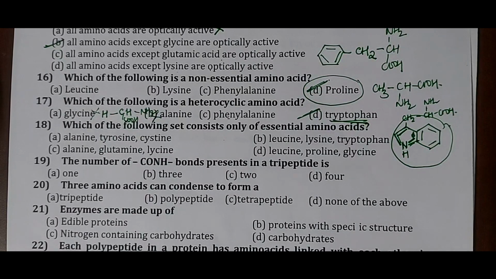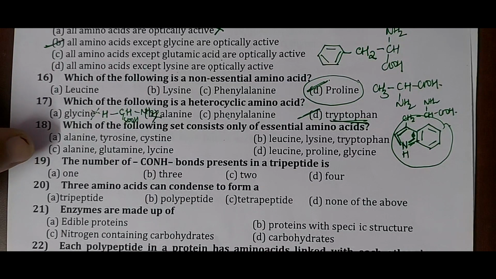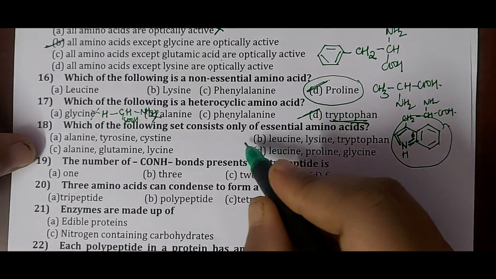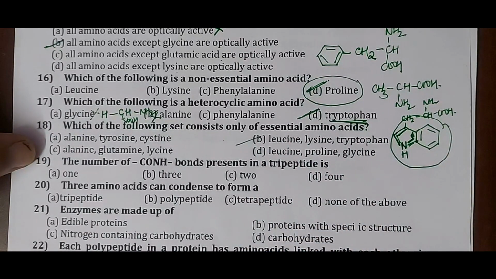Which of the following sets consists of only essential amino acids? In option A, alanine is given. Alanine is a non-essential amino acid, so it can't be the correct answer. Option B, they have given leucine, which is an essential amino acid. Lysine is also an essential amino acid, and tryptophan is also an essential amino acid. Hence the correct answer is option B, leucine, lysine, tryptophan.